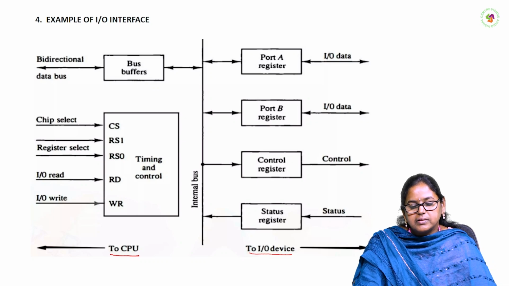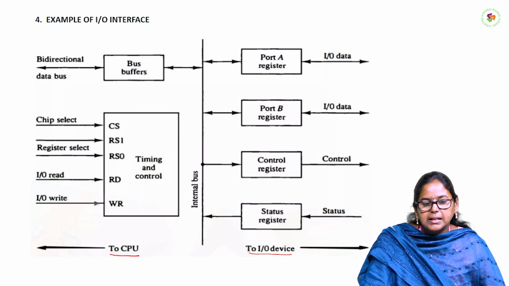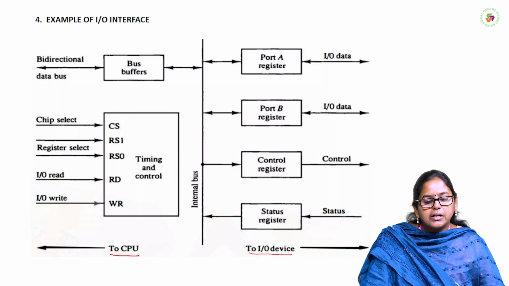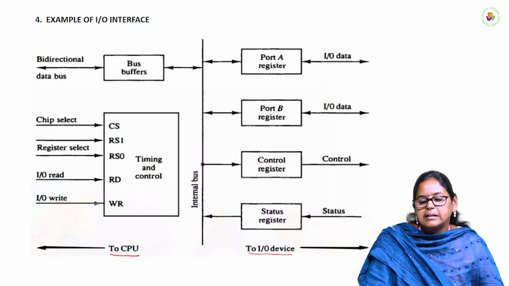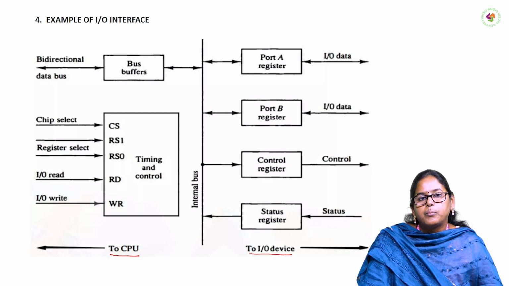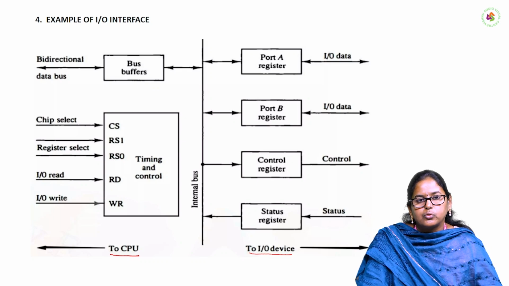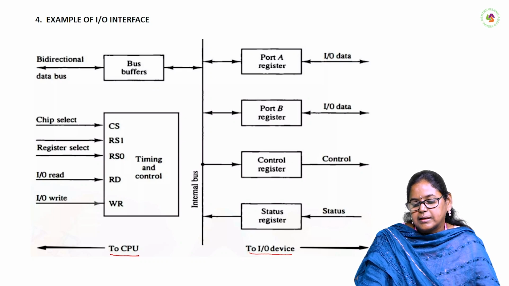So here we have bus buffers for temporarily storing the data, and we have the timing and control circuit, which has the inputs of chip select, register select, I/O read and I/O write. Then we have port A and port B registers for storing the data, control register for storing the control information, and status register for storing the transmission errors information.